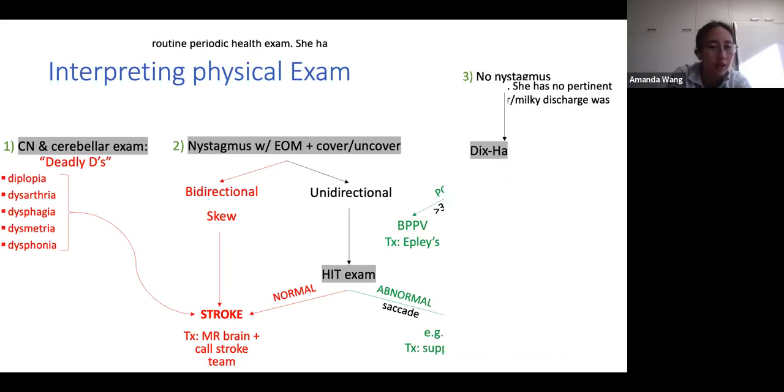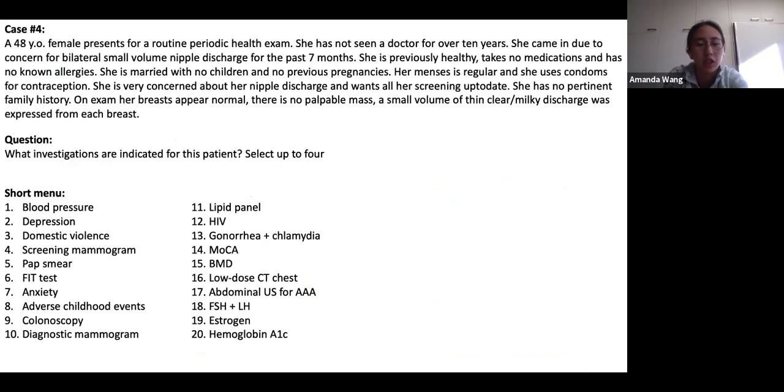And then the way we organized step 2, by the way, is just the HINTS exam. You don't have to organize it the same way that we did, but we did cover and cover, which is your test of skew, and then we did the HITS exam after, but you can order it differently. It's basically just the 3 tests that you have to do together.